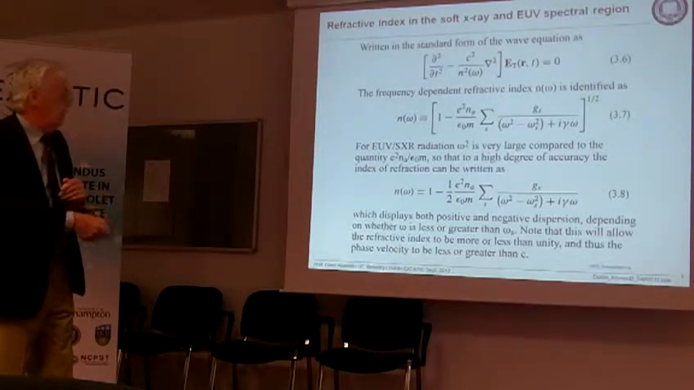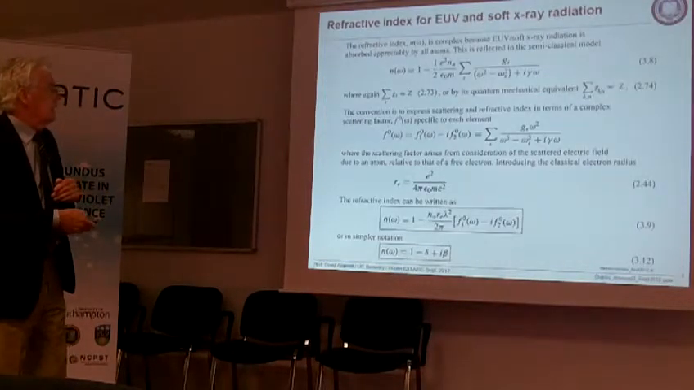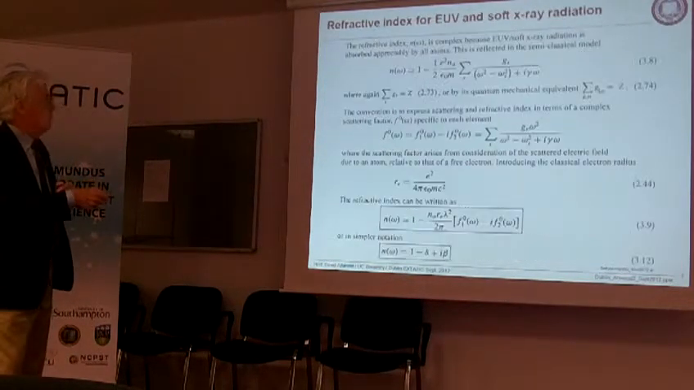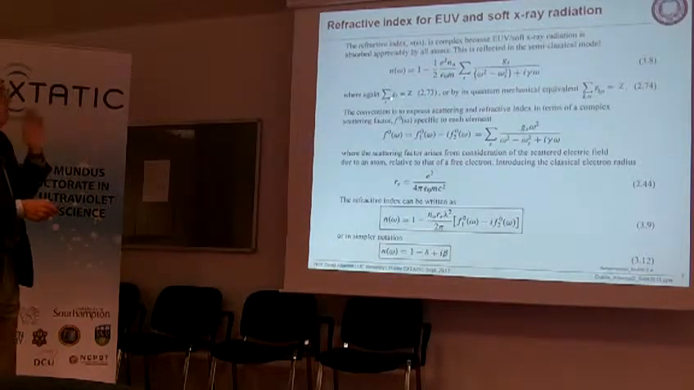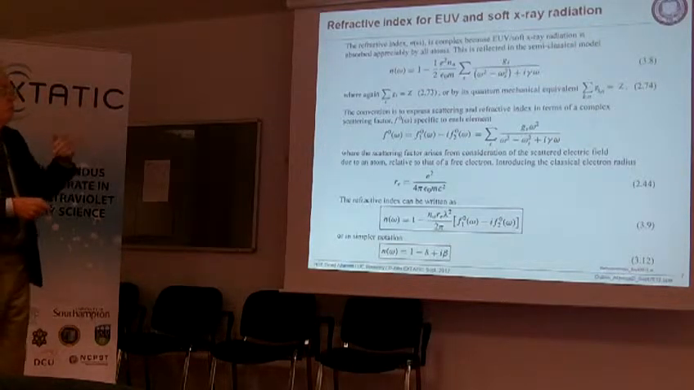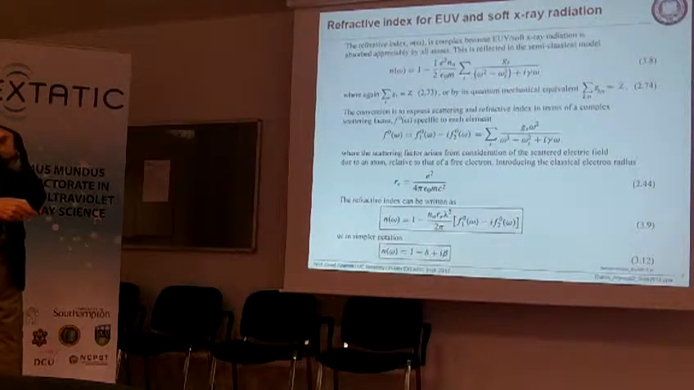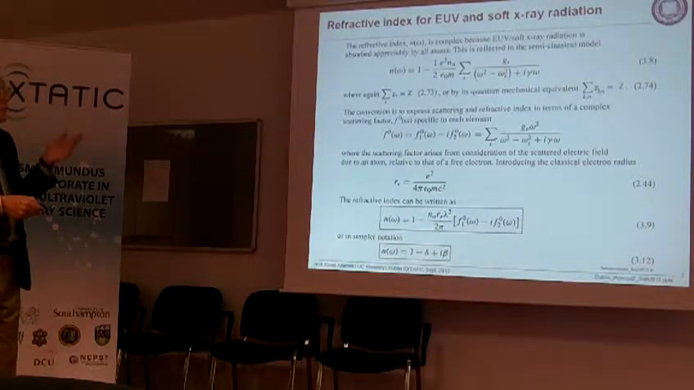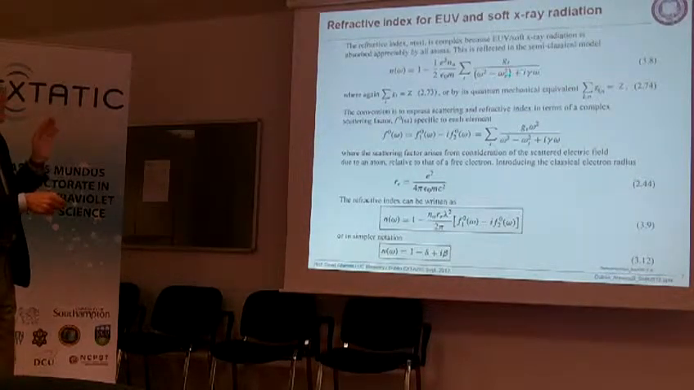Okay, so now we have a refractive index and we have a wave equation, and this is just repeated at the top. Again, the sums have to be over all electrons in the atom and all of the possible transitions for each of those atoms. And quantum mechanically, you would have written it this way and introduced oscillator strengths for all of the electrons. And we just note that this has a real and imaginary part to it.